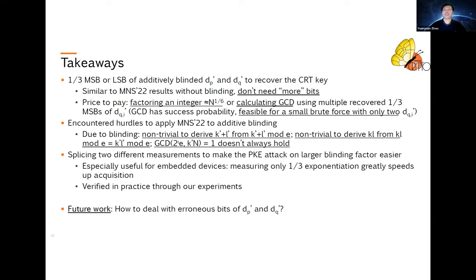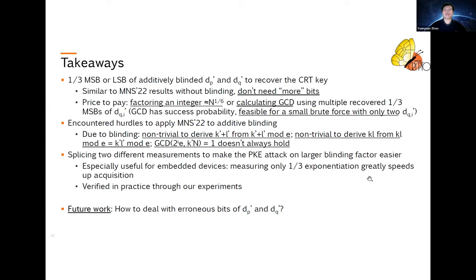So in this sense, we don't need more bits, but of course there's a price to pay. We either need to factor an integer of the size of 1/6 of the modulus, or we do GCD using multiple DQ prime.